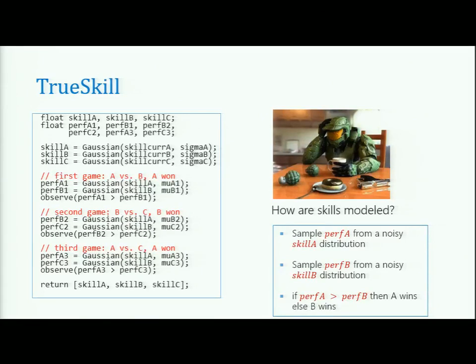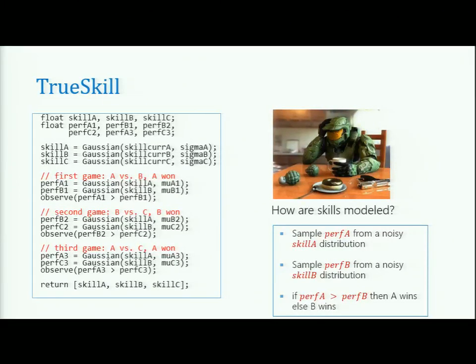Likewise over here, B versus C, B wins, you observe performance of B is greater than performance of C, and finally A plays C and A wins, and you observe that performance of A is greater than performance of C, and you want to return skill A, skill B and skill C. I've used this bracketed notation here just to say that I'm not interested in the tuple, I'm interested in the individual probabilities over skill A, skill B and skill C, not the joint.